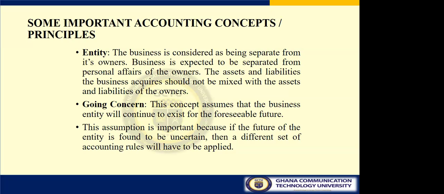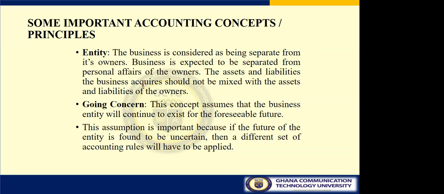Okay. The next concept is going concern. The going concern concept explains that we assume the business entity will continue to exist for the foreseeable future. This assumption is important because if the future of the entity is found to be uncertain, then a different set of accounting rules will have to be applied.